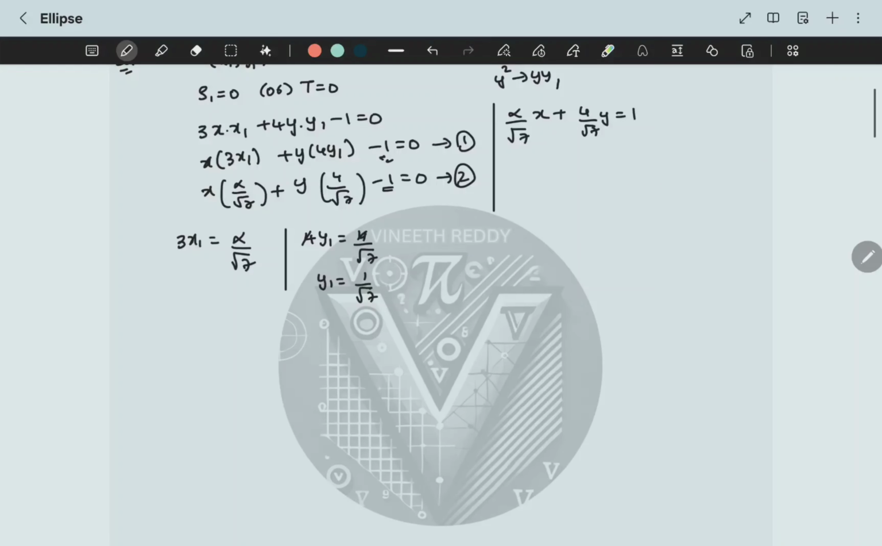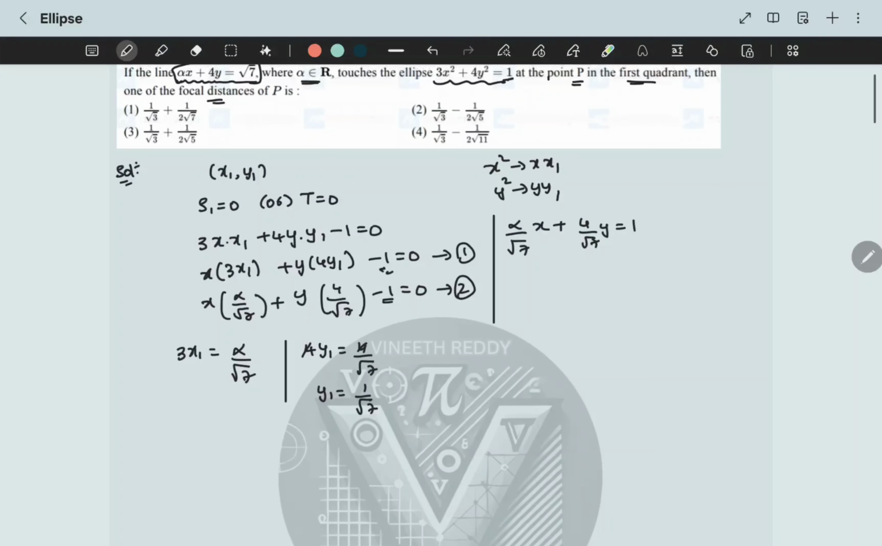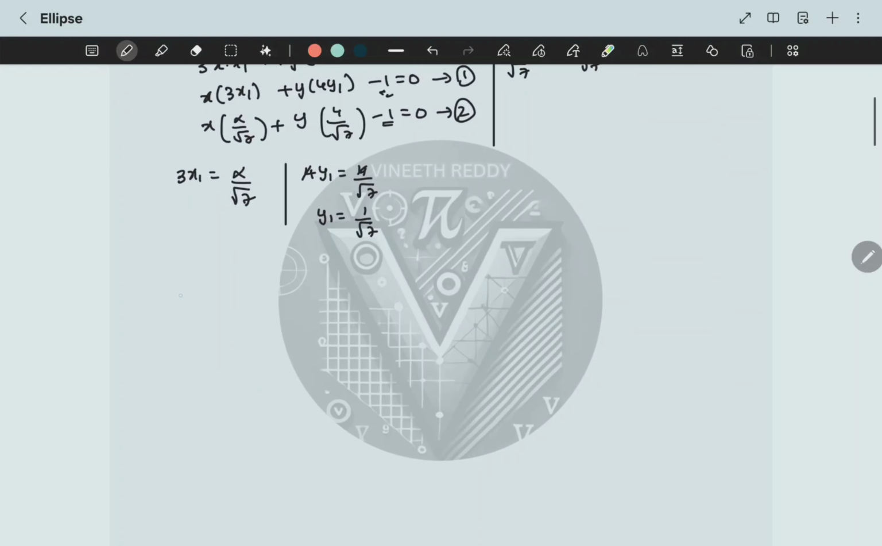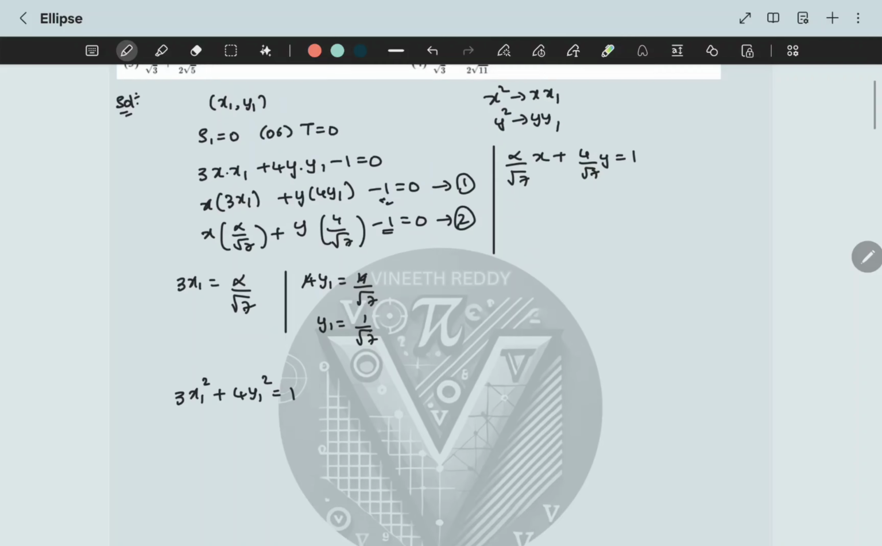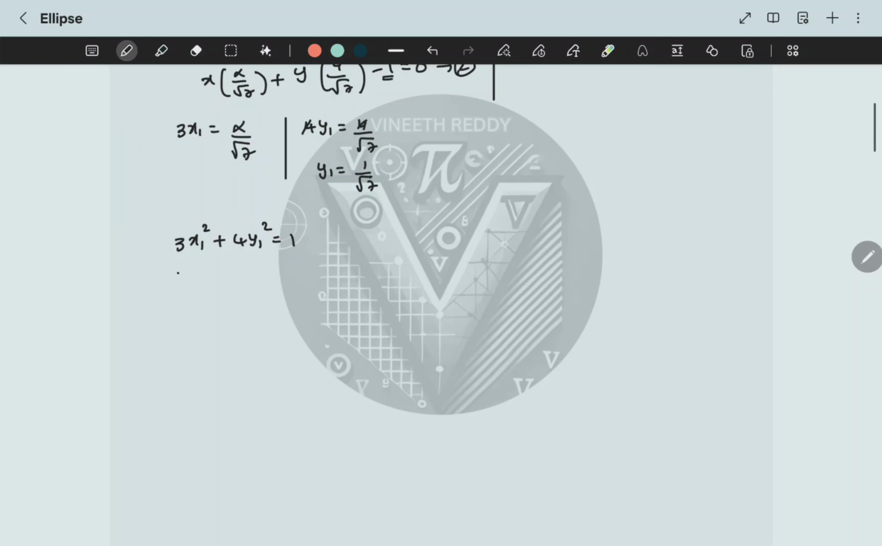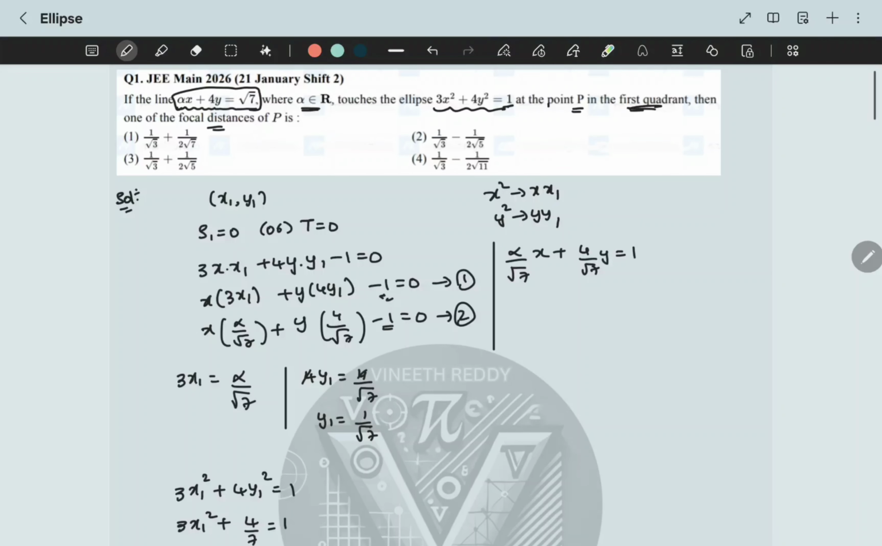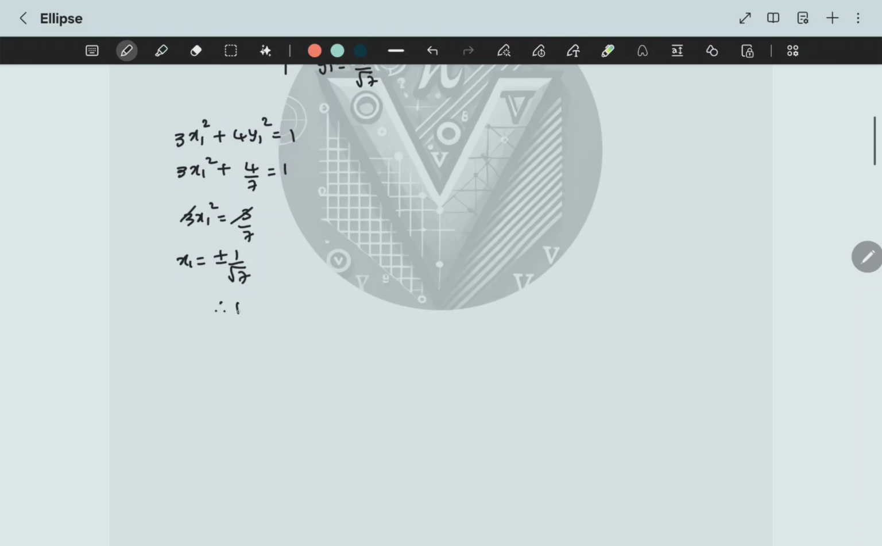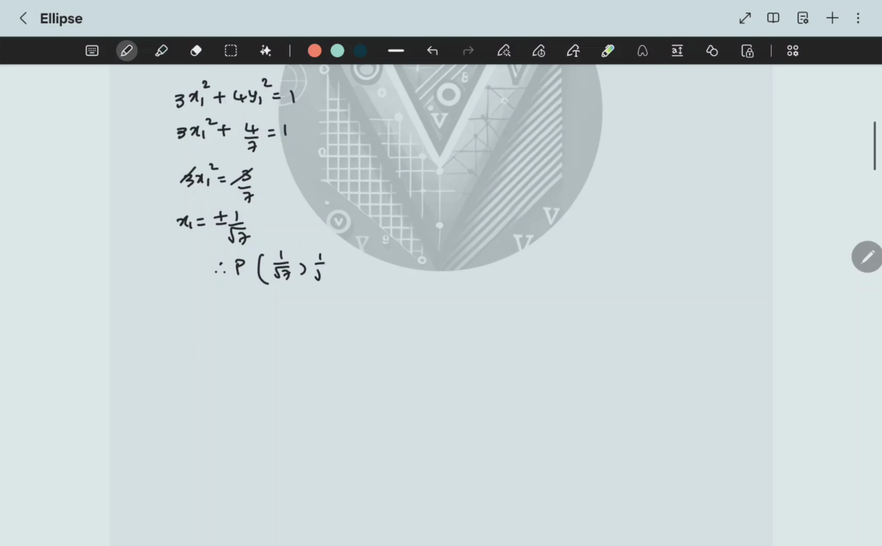Now we have to find x1. How do we find x1? Since point x1 comma y1 lies on the ellipse, we can say 3x1 square plus 4y1 square equals 1. And y1 square equals 1 by 7, so we can write 4 divided by 7 here, and 3x1 square should be 1 minus 4 by 7, which is 3 by 7. That means x1 equals plus or minus 1 by root 7, but it is given that the point P is in the first quadrant. Therefore the coordinates of point P will be 1 by root 7 comma 1 by root 7. I hope you understood this.